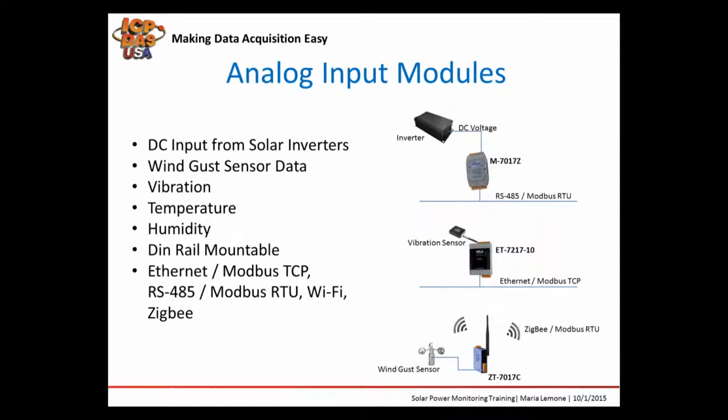Analog input modules, which take the DC voltage from the solar inverters, provide information to the SCADA system. You can also use vibration sensors with these type of devices to test the vibrations out in the field. You can also use them to test wind, humidity, temperatures, and other kinds of information. Wireless versions are also available. The products are DIN rail mountable and can mount right into the control panel, and they survive in harsh conditions, so they can survive in very cold or very hot desert or mountain type environments.